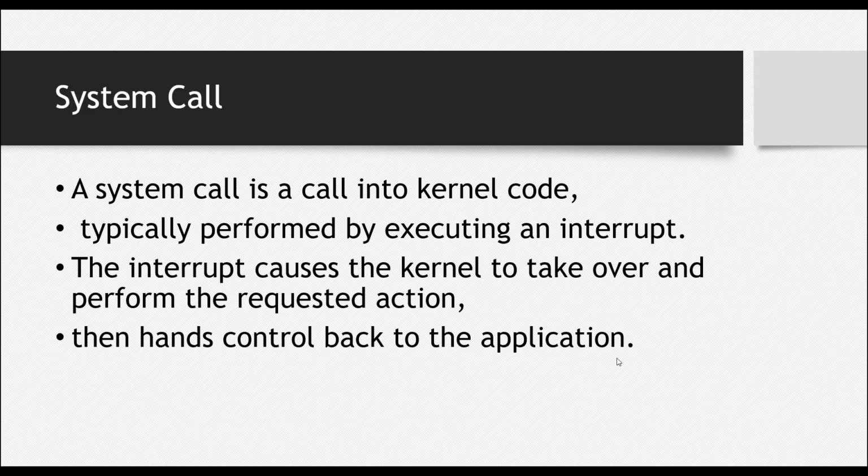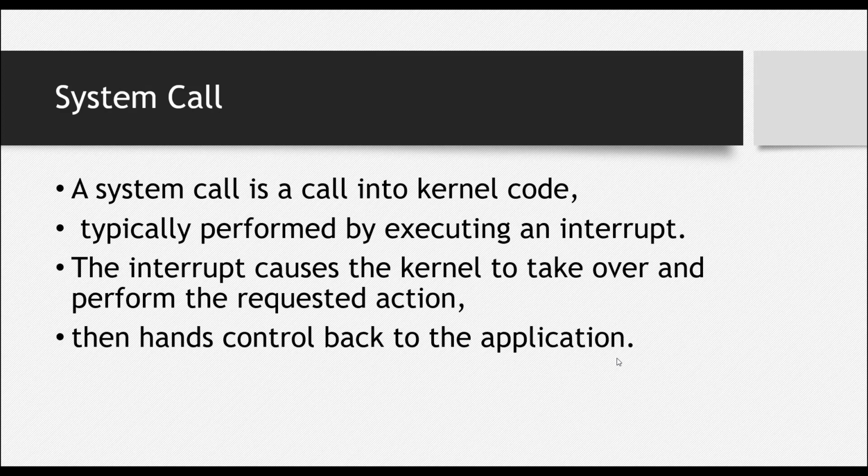Let's see its definition. A system call is actually a call into the kernel code. It is a direct call to the kernel, right? Let's break this definition into 4 different parts so that you understand it better. Number 1: what is a system call? A system call is a call which directly calls the kernel code, and then it does something for it. Number 2: how is it performed? It is typically performed by executing an interrupt.